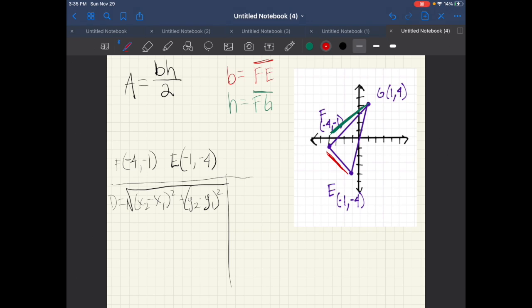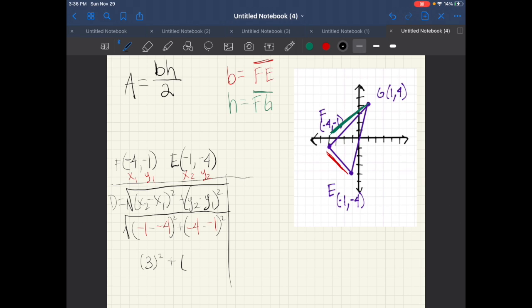And we can say, okay, well, that's x1, y1, x2, y2. And we're going to start plugging these things in. So x2 is -1, x1 is -4, y2 is -4, and y1 is -1. I'm going to fill in the rest here. So -1 minus -4, so minus a negative is the same as plus positive. So -1 plus 4 is going to give us 3 to the second power.